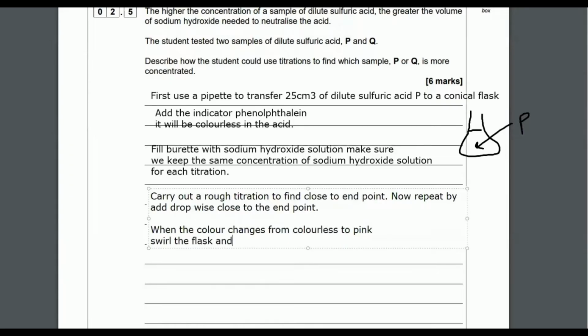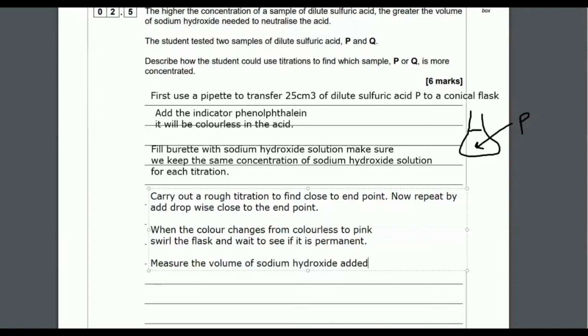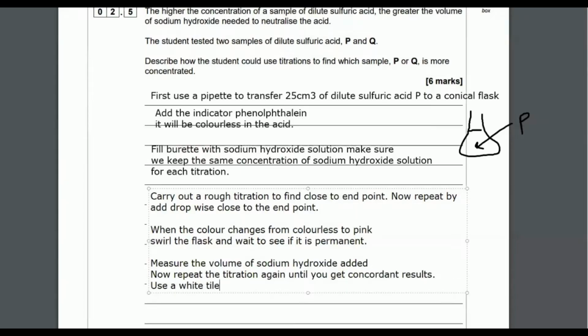So now you can repeat after the rough titration and then add dropwise, drop by drop, as you get near to the end point. When the color changes from colorless to pink, swirl the flask and wait to see if it's permanent. If not, keep going. If it's permanent, stop and record the volume of sodium hydroxide you added. Now repeat the titration again until you get something called concordant results. So these are results which are very close to each other. You should also use a white tile. It makes seeing any color changes easier, so that's going to score marks as well.